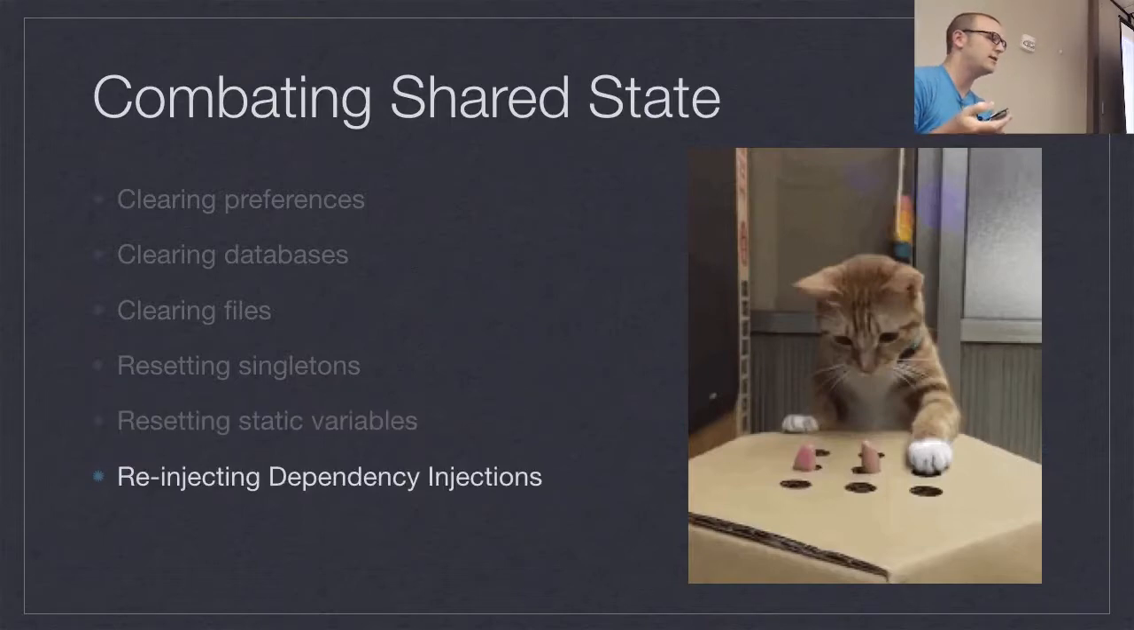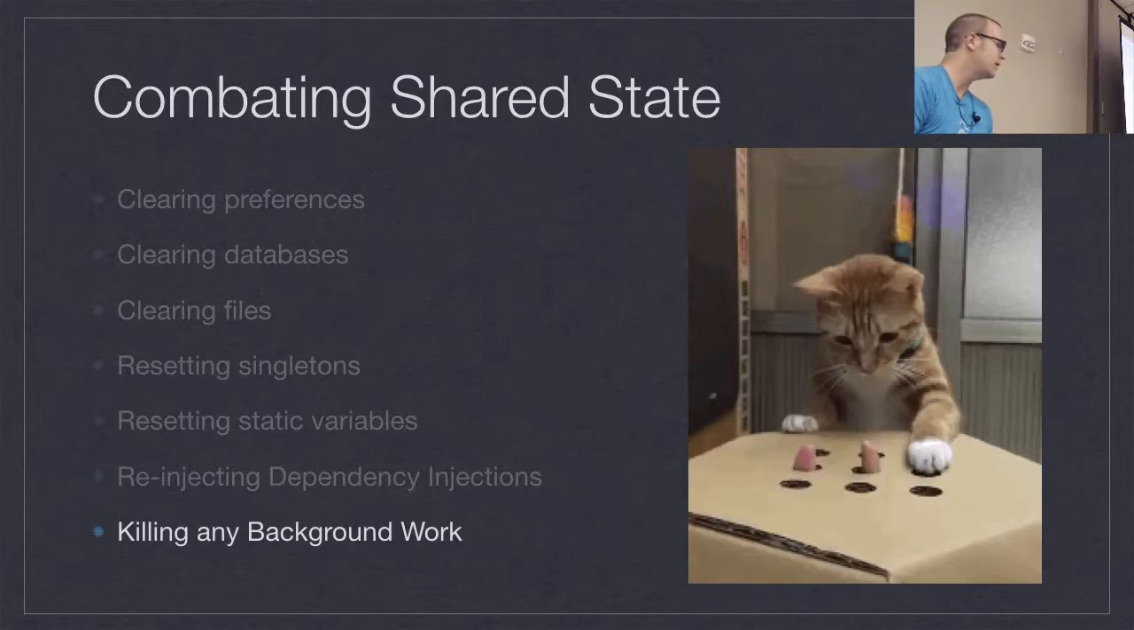And if you use dependency injection like Dagger, which is highly recommended, you can re-inject everything and basically get a new instance of things, depending on how you implement that. And finally, you want to kill any background work.